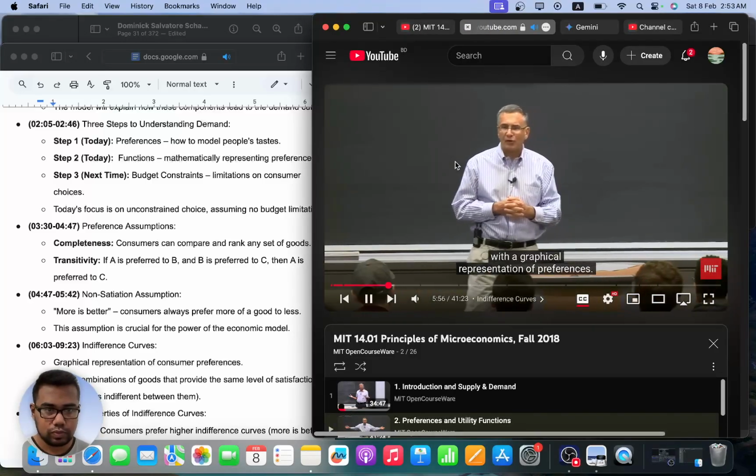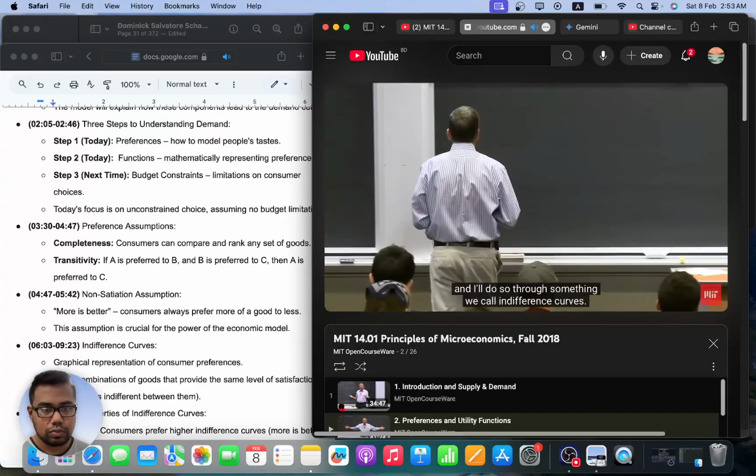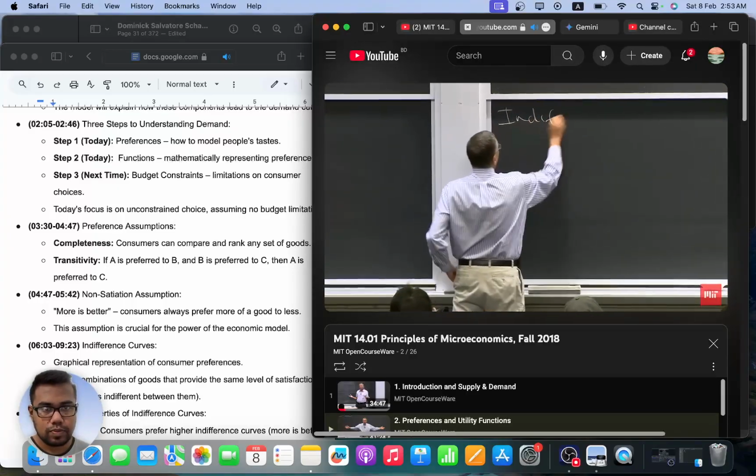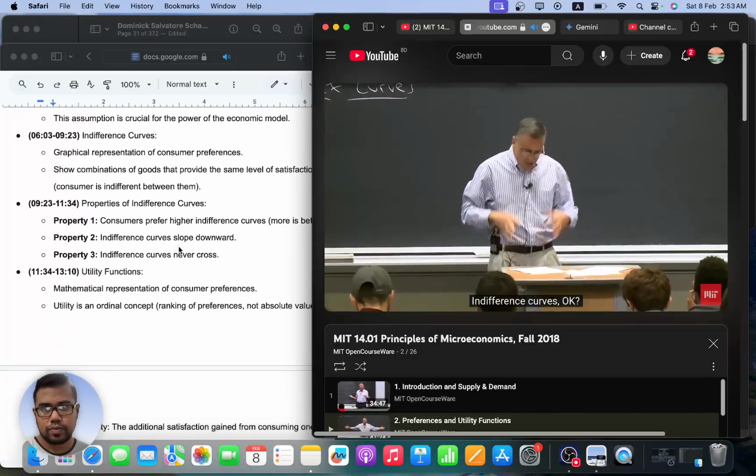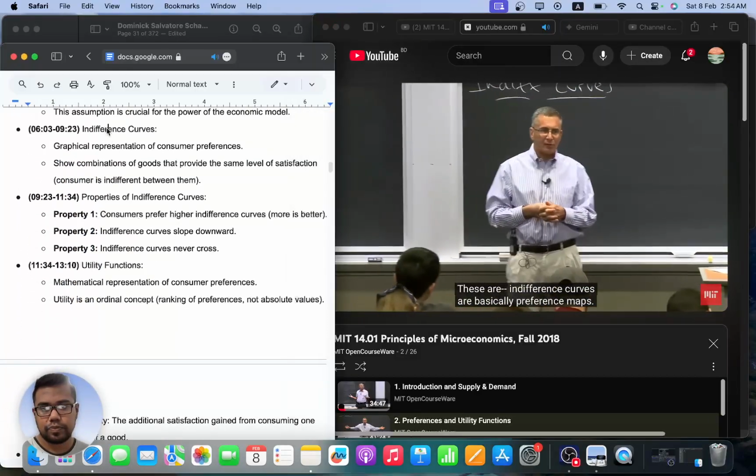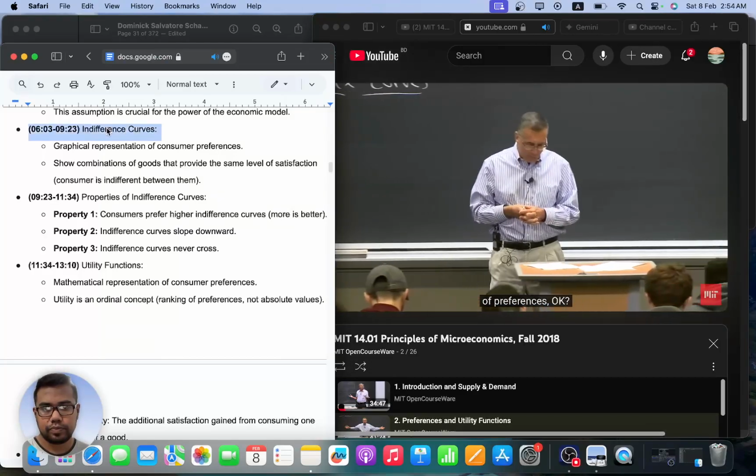Graphical representation of preferences. I want to graphically represent people's preferences. And I'll do so through something we call indifference curves. Okay? Indifference curves are basically preference maps. Essentially, indifference curves are graphical maps of preferences.